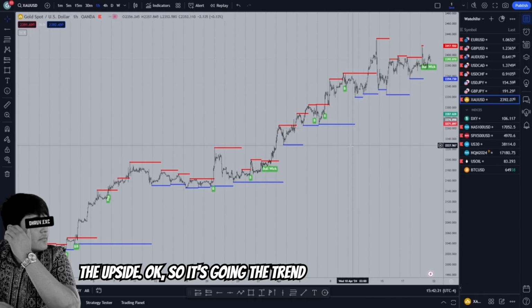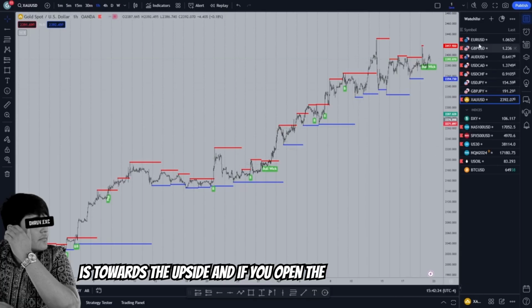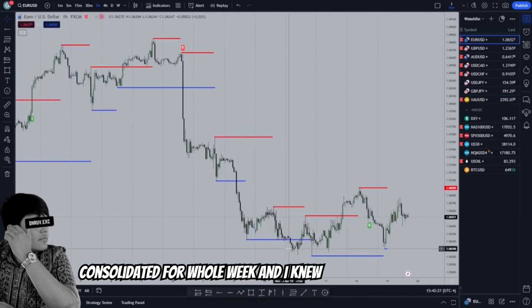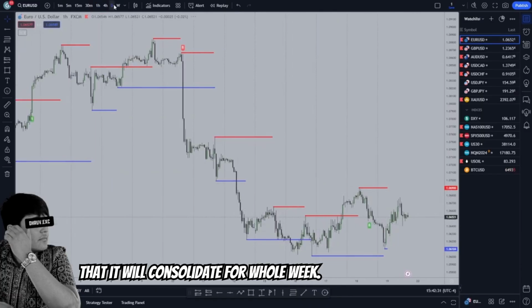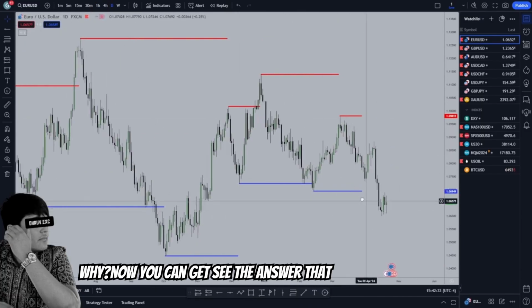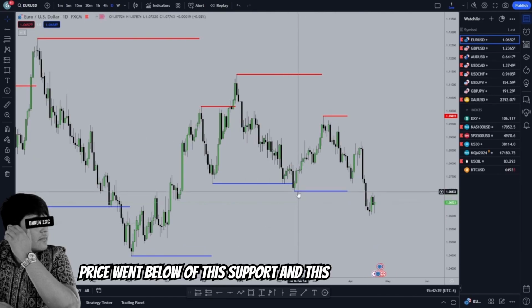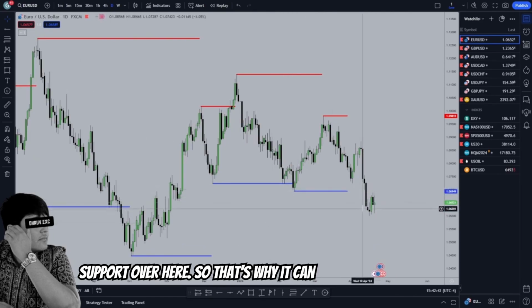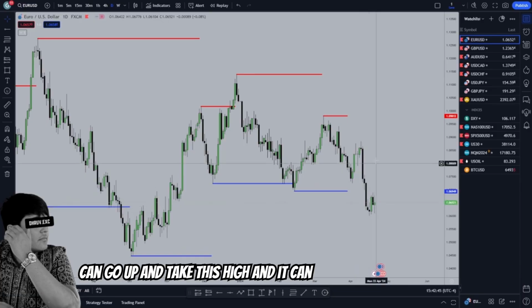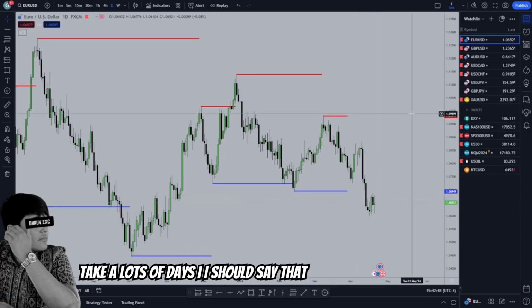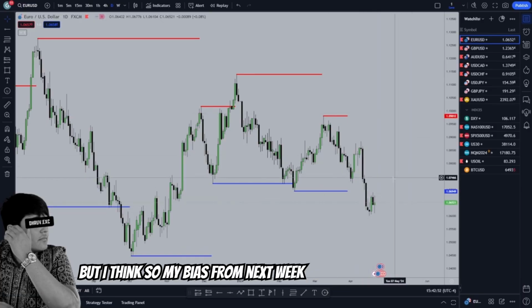Okay, so the trend is towards the upside, and if you open the euro dollar, you can see that it consolidated for the whole week, and I knew that it would consolidate for the whole week. Why? Now you can see the answer. Price went below this support and this support over here, so that can be a potential reversal from here, and it can go up and take this high. It can take a lot of days, I should say, but I think my bias from next week will be bullish.